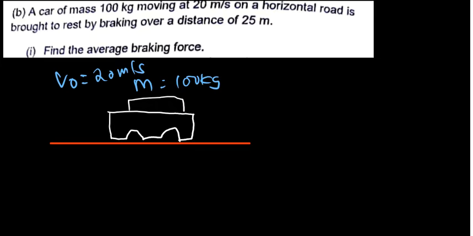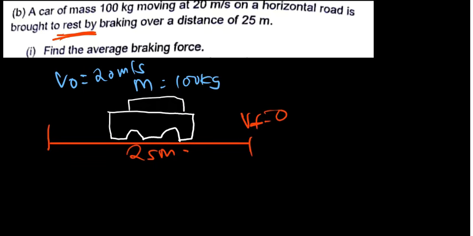Now, how do you know that this is the initial velocity? Because the question is saying it was brought to rest, meaning that it was moving away from this point all the way to this point, meaning that at this point, when it was brought to rest, it was not moving, meaning the final velocity is 0. It covered a distance of 25 meters. Okay, find the average braking force.